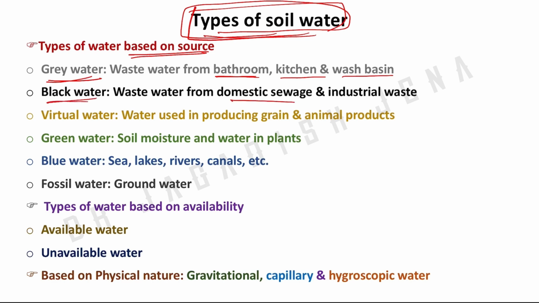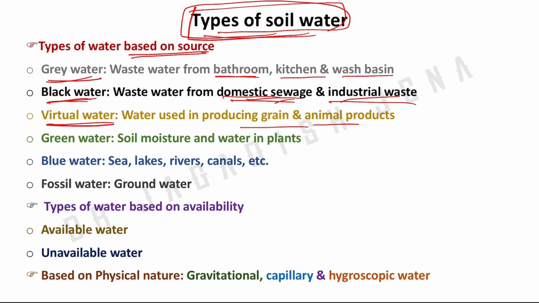Then what is black water? That is wastewater from domestic sewage and industrial waste. Obviously industries use water for different manufacturing sectors, so if an industry has used that water and it is wasted, and whatever water is wasted from domestic sewage, that is called black water.